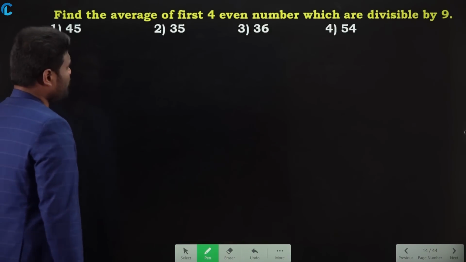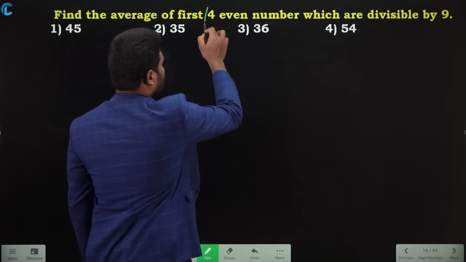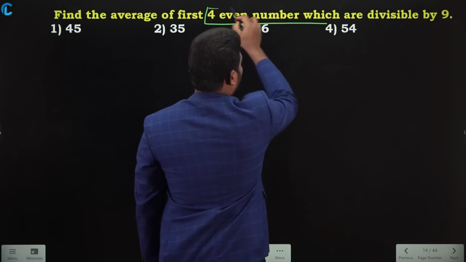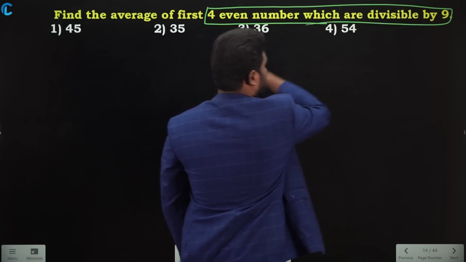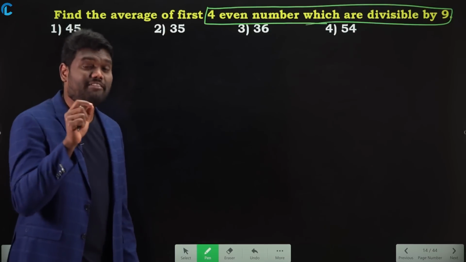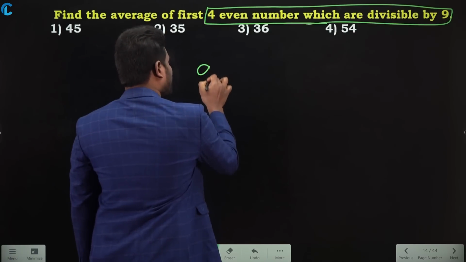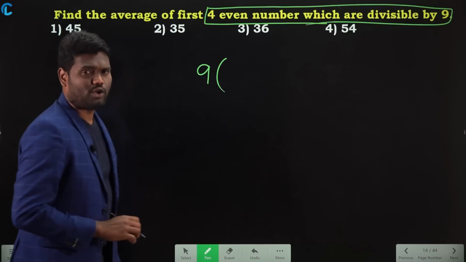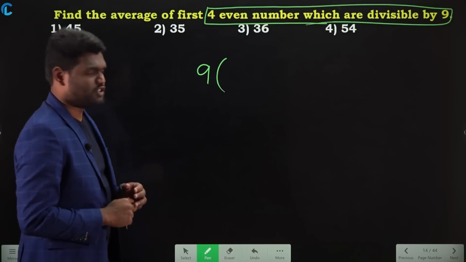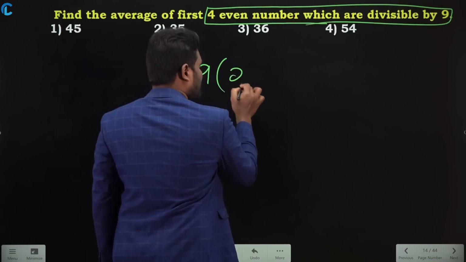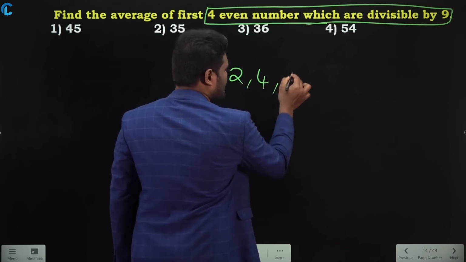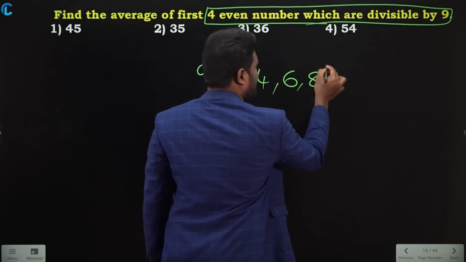Find the average of first 4 even numbers which are divisible by 9. Now the question is about even numbers which are divisible by 9. Look here, if I take 9 common, even numbers which are divisible by 9 means 9 2 times, 9 4 times, 9 6 times, 9 8 times.